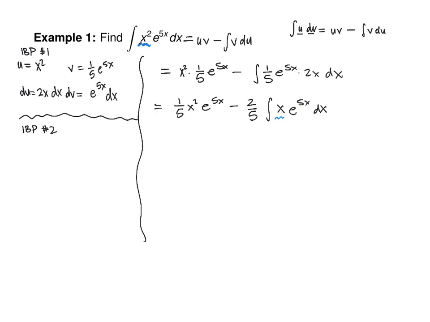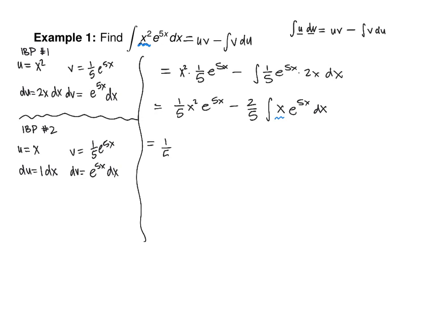Sometimes that first one results in something that's super easy to integrate, and we'll see examples like that as well. But sometimes you do this twice or three times. And so again, I'm going to pick u to be the thing that goes away, pick u to be x, pick dv to be e to the 5x dx again. du is now just 1 dx. And v is once again 1/5 e to the 5x.